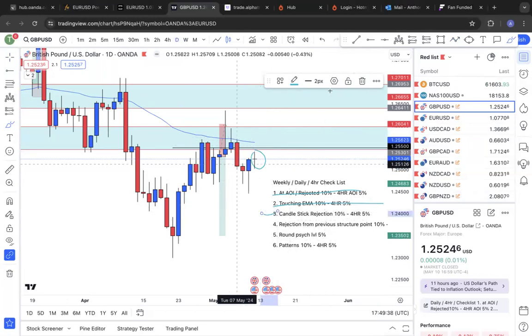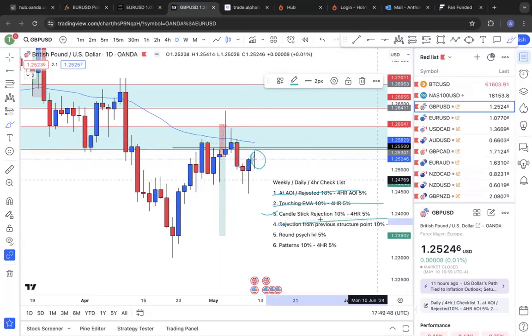Is it rejection from previous structure point? How do we do that? Okay, here's your head, snake, boom. Second turn. Is it rejecting? No. And round psychological number, you can only do once. And obviously, yes. Boom. Is there any patterns here?